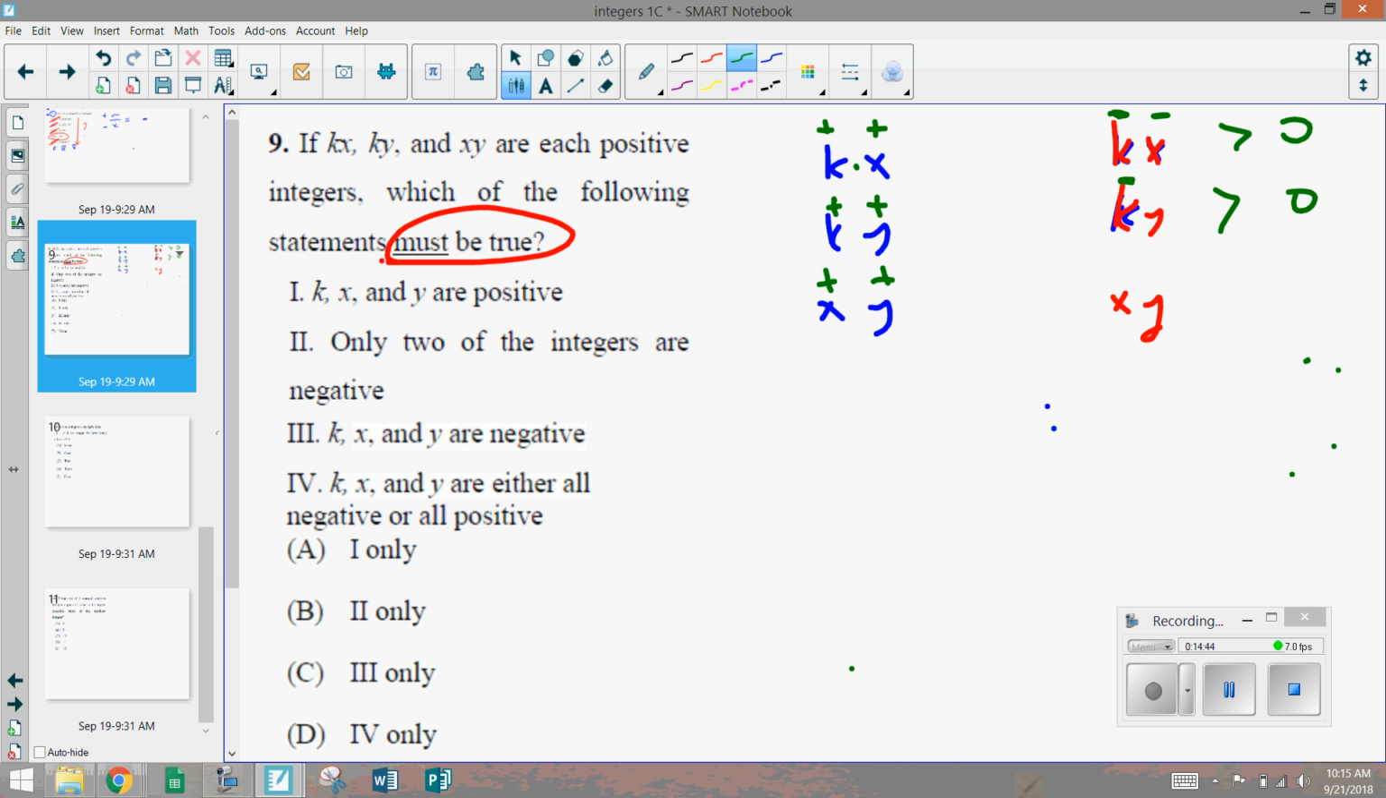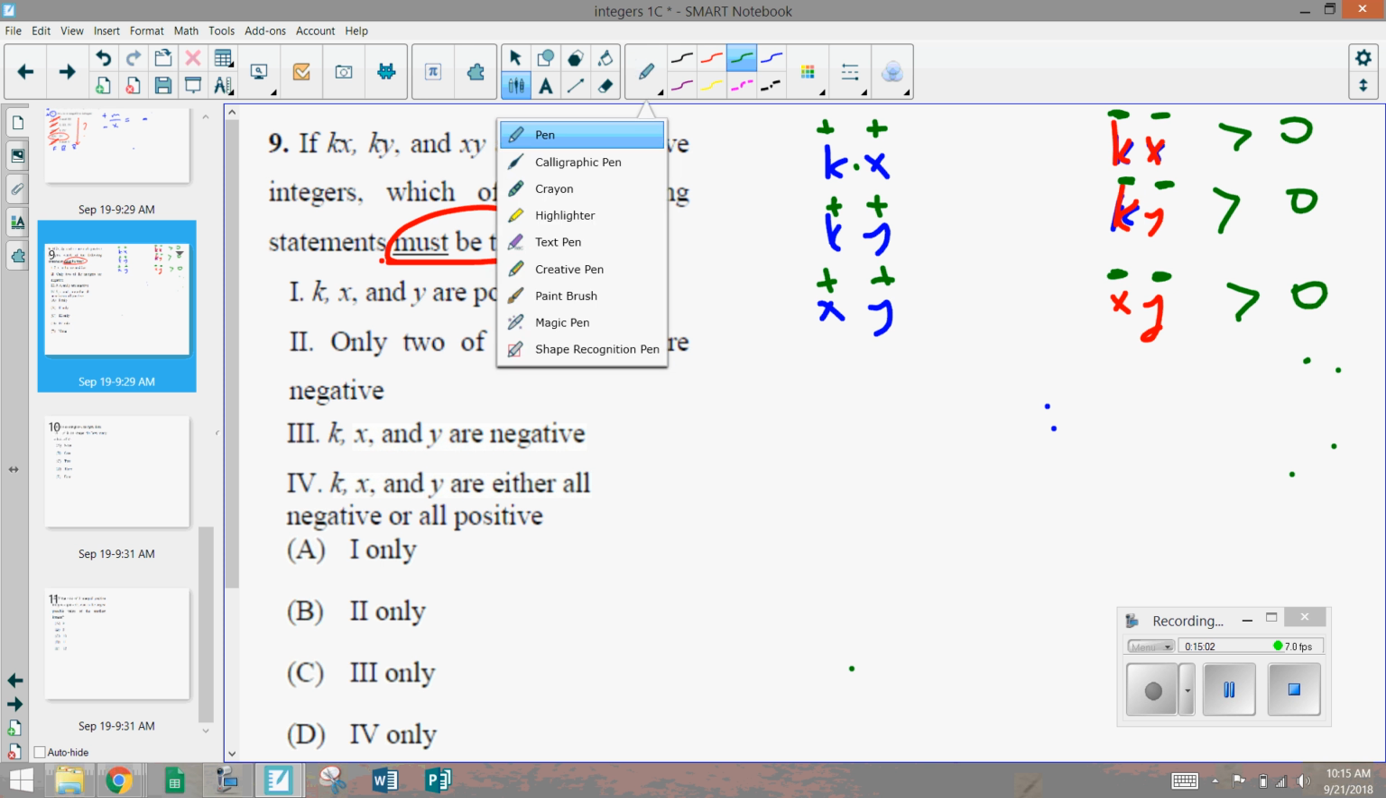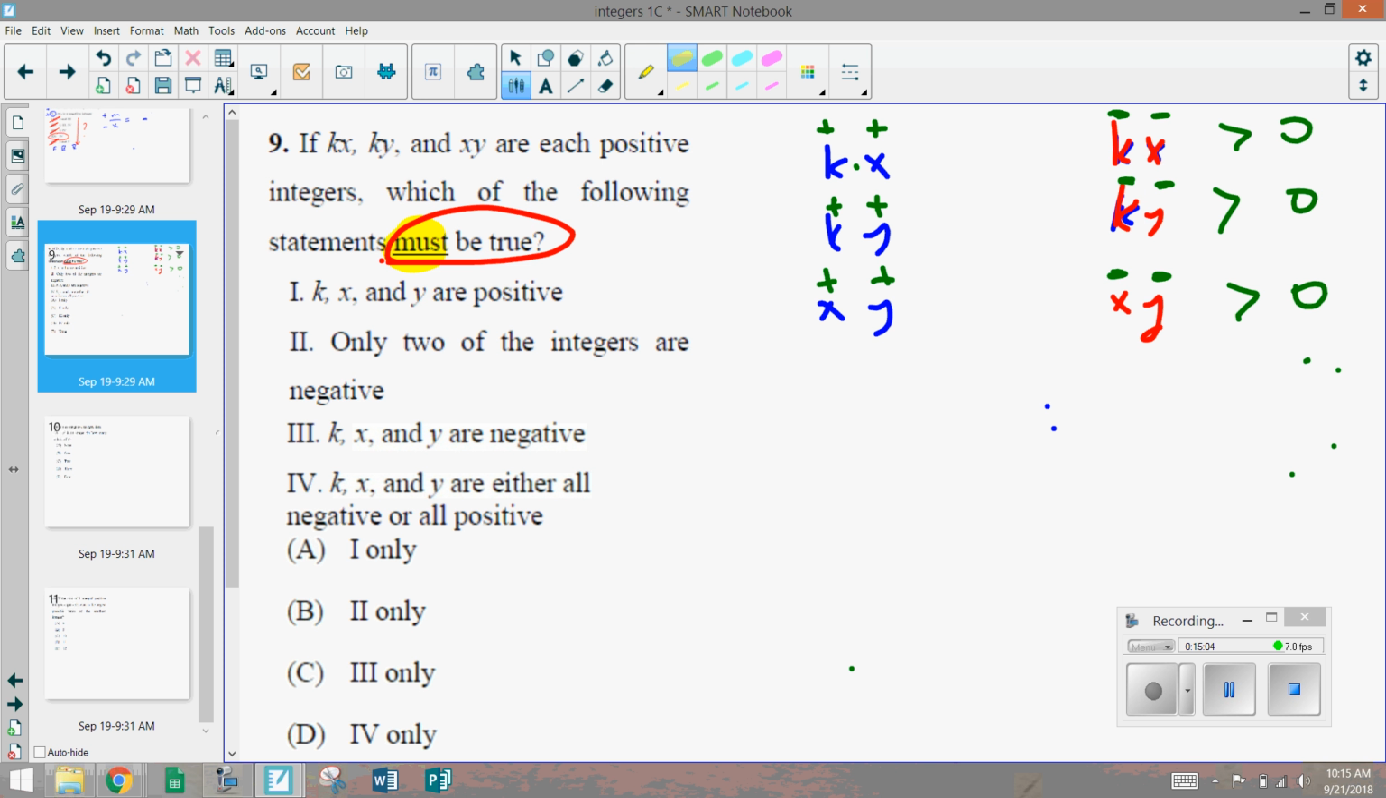So if k is negative, y is supposed to be negative. Okay, y is negative. X supposed to be negative, in order for the result to pass. Okay, let's check the answer choices. K, okay. Underline this. Underline this. Must be true.